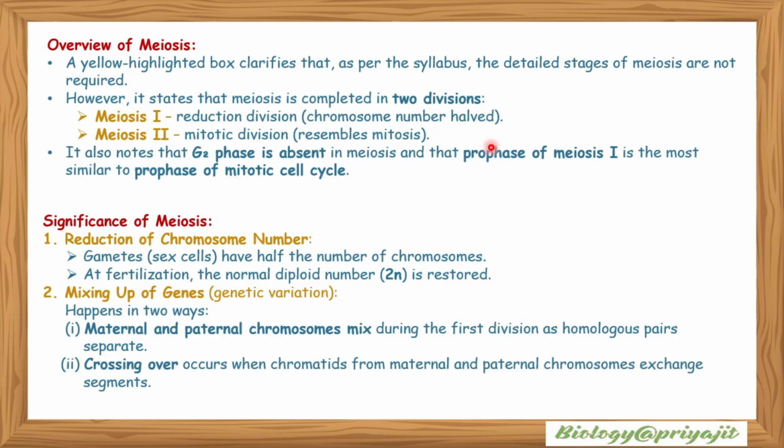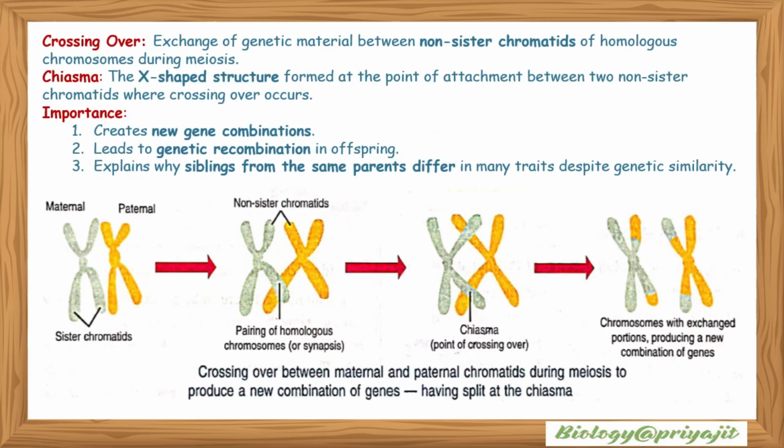So what is the significance of meiosis? Reduction of chromosome number. Gametes or sex cells have half the number of chromosomes. During fertilization, the normal diploid chromosome number is restored. Mixing up of genes, genetic variation happens in two ways. Maternal and paternal chromosomes mix during the first division as homologous pairs separate. Crossing over occurs when chromatids from maternal and paternal chromosomes exchange their segments.